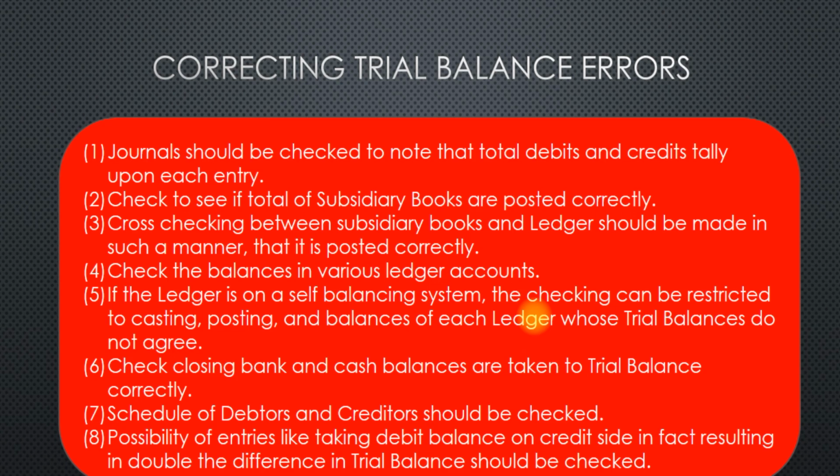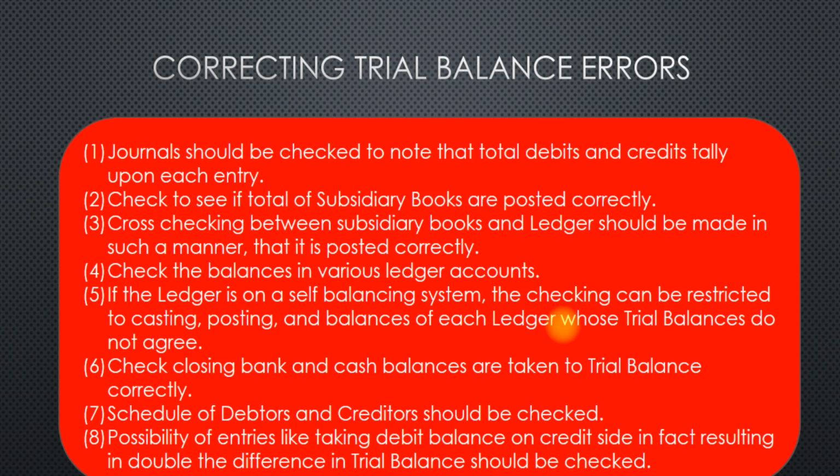After that, check whether the closing balance and cash balance are taken to trial balance correctly. Because once you close the cash book, check to see if the bank balances and cash balances are taken to the trial balance correctly. Because if they are not, there is a chance that there will be an error in the trial balance. And after that, schedule of debtors and creditors should be checked and confirmed to confirm the amount of difference in trial balance in terms of total amount.